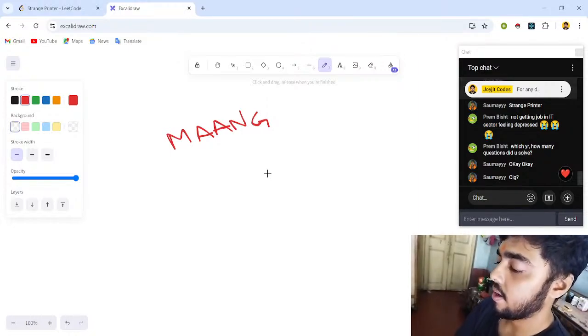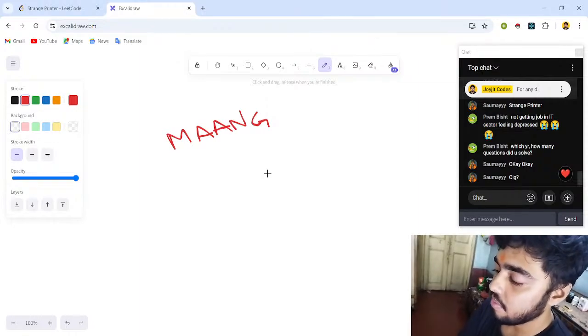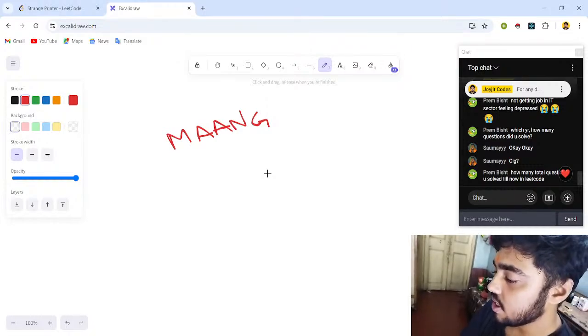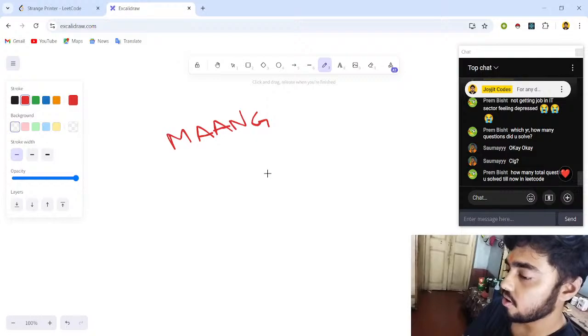And I remember one day one of my friends asked me how many questions I had solved till now. See, I have 3 accounts on Leetcode, and if you combine them, I have solved almost 600 questions. But at max in one account I have solved 400-something questions. So it doesn't matter how many questions you have solved.